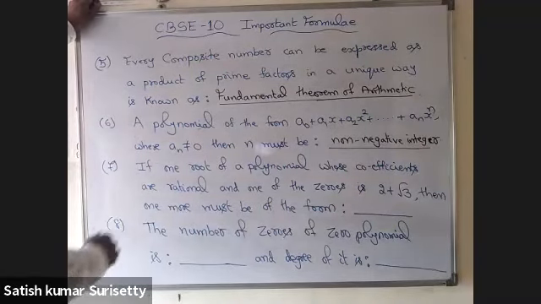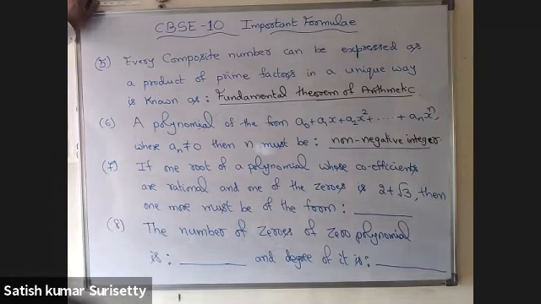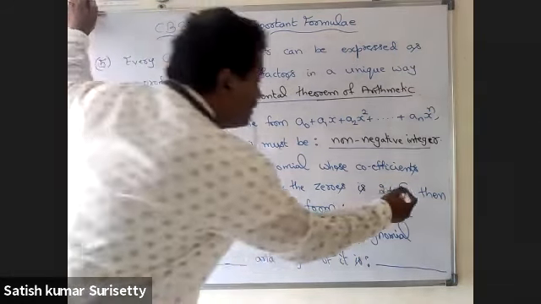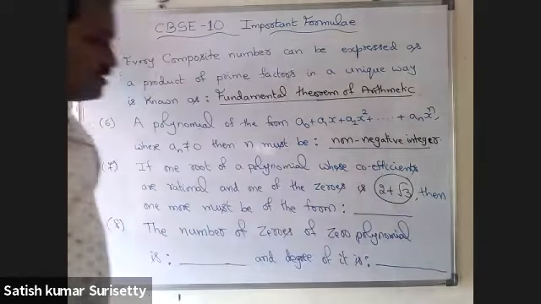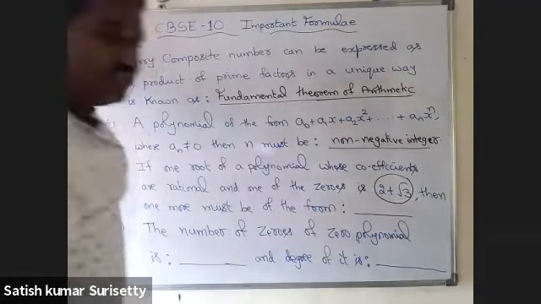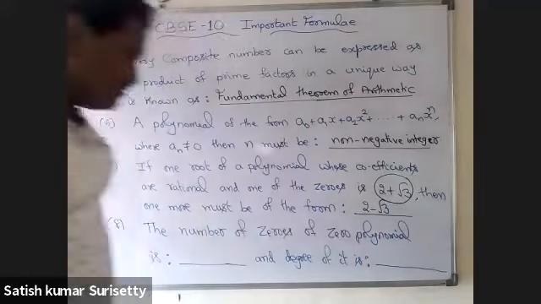Next, seventh one. If the coefficients of a polynomial are rational and one of the zeros is 2 plus root 3, then one more must be of the form, I remember, it must be the conjugate of this. So what is the conjugate of this? Wherever the irrational part is there, that sign you need to change. That is 2 minus root 3.